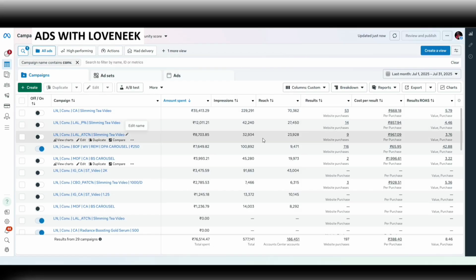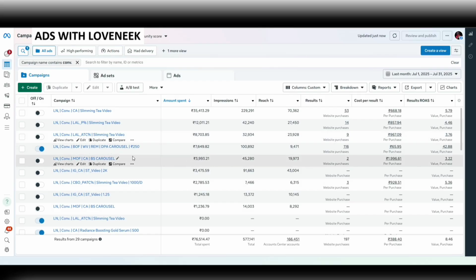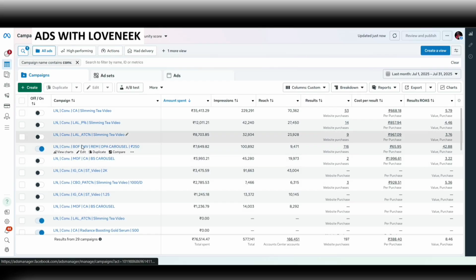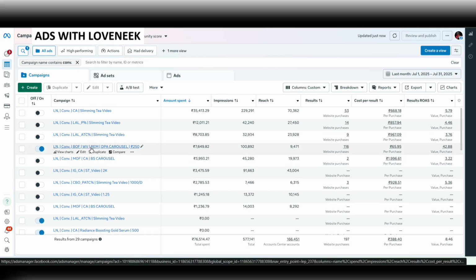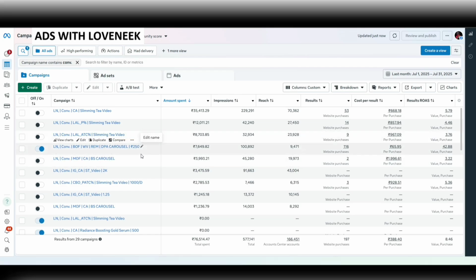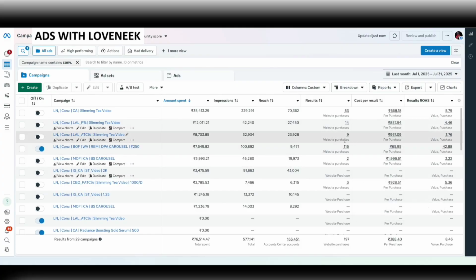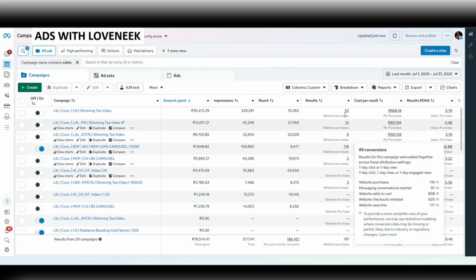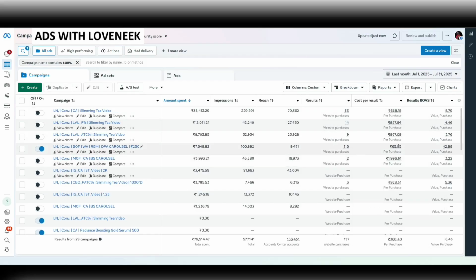And same for the other one, I got just 9 purchases, and the cost per purchase was also slightly higher. And this BOF, I have just targeted the website visitors only. So this is the hottest audience that I have, and the budget, if you see, is just 250 rupees a day. And if you see the last month result, it has generated around 116 purchases, which is the highest among all, at a cost of just 65.95 rupees. And if you see the ROAS over here, it is 42.88. So this is something that you can also achieve with your remarketing campaigns when your AOV is high.